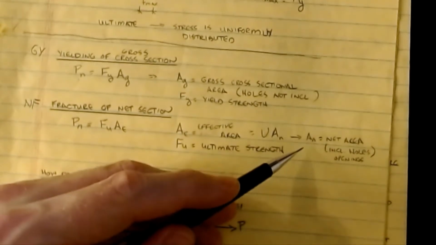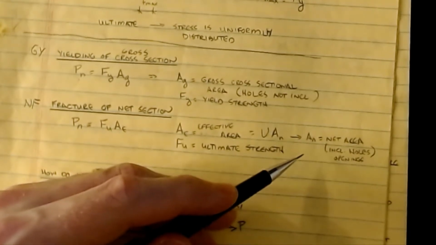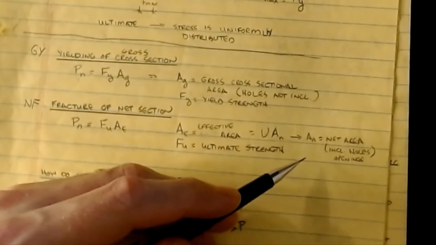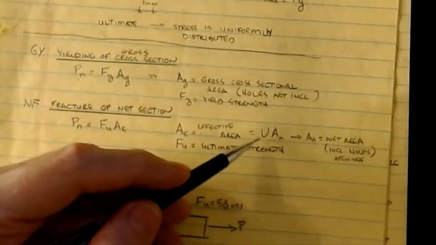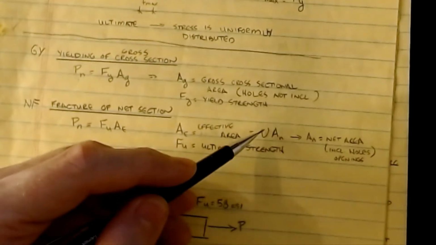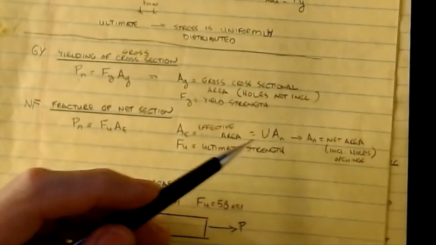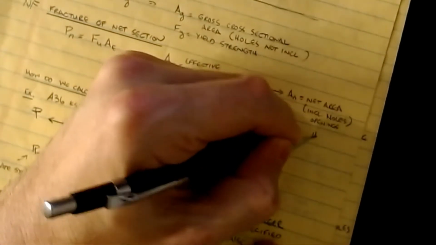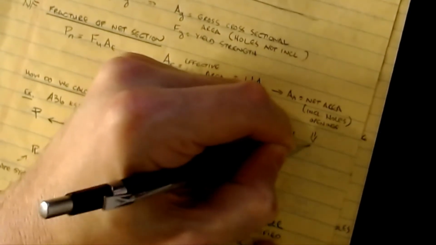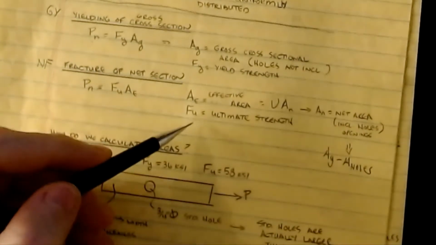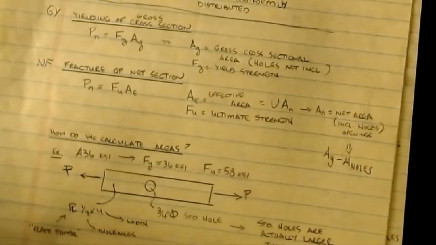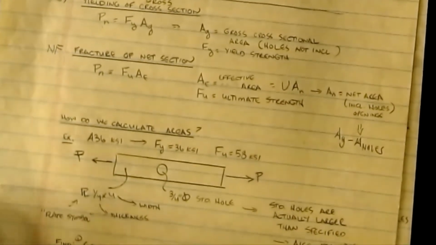Okay, and the net area is basically the gross area minus any subtractions due to holes or loss of material. And for us, we're going to assume that U is going to be 1.0, which for most flat plates is generally a safe assumption. And then An is just gross minus, so this is our net area: A gross minus A holes. Then we're going to use the ultimate stress, this Fu value for the material we're working on. So the question in all tension design is how do we calculate the areas?